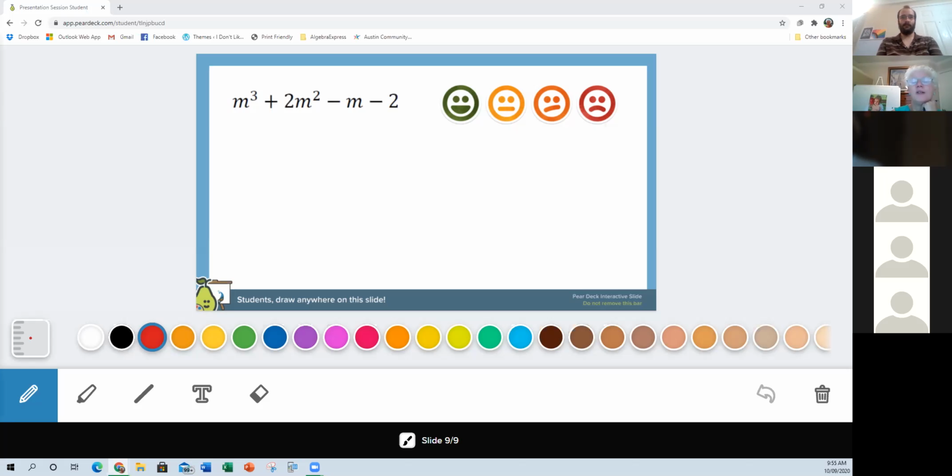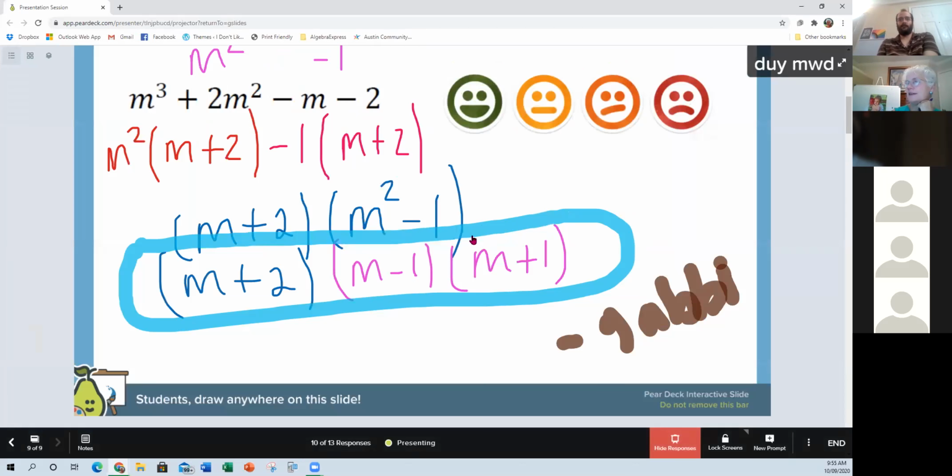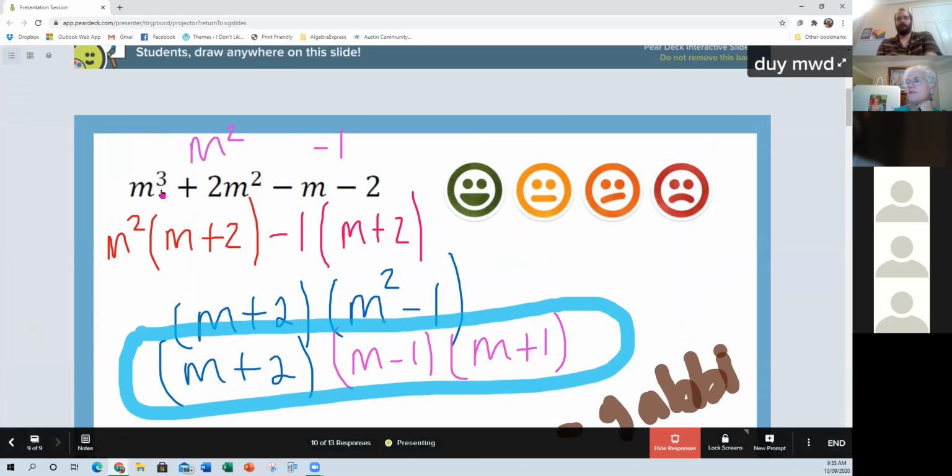And she did all the way through, which is awesome. I'll show you, some of y'all forgot the very end here. So she said, okay, this is 4 terms, no GCF. So whenever we have a 4-term polynomial, we're going to factor by grouping. So she grouped the first two, the m to the third and the 2m squared. And she said, okay, between those two terms, there's an m squared. So she pulled out the m squared and she has m squared times m plus 2.